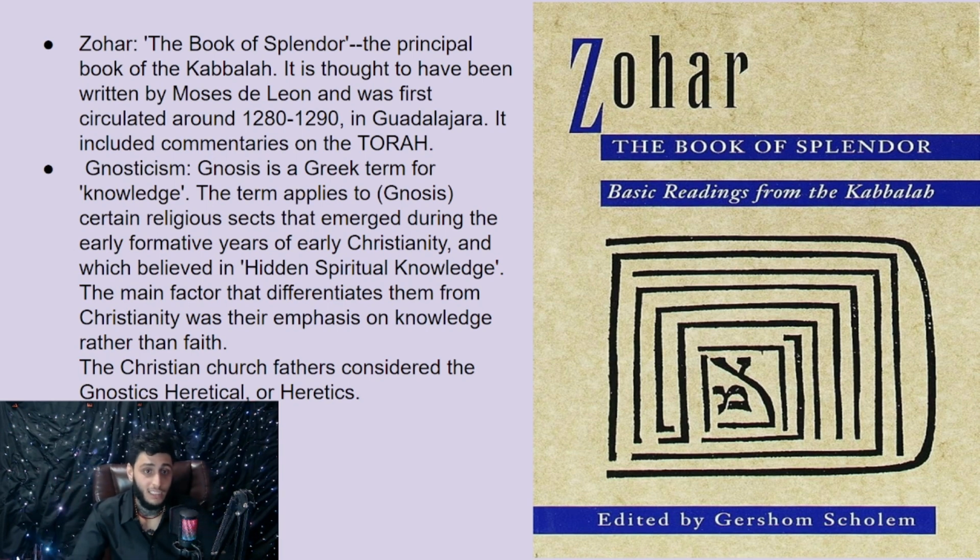Gnosticism. Gnosis is a Greek term for knowledge. The term applies to religious sects that emerged during the early formative years of Christianity and which believed in hidden spiritual knowledge. The main factor that differentiated them from Christianity was their emphasis on knowledge rather than faith. The Christian Church Fathers considered the Gnostics heretical, or heretics.